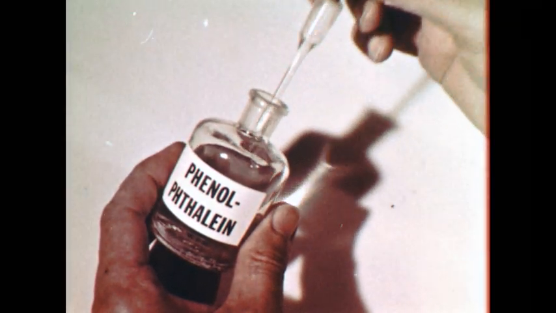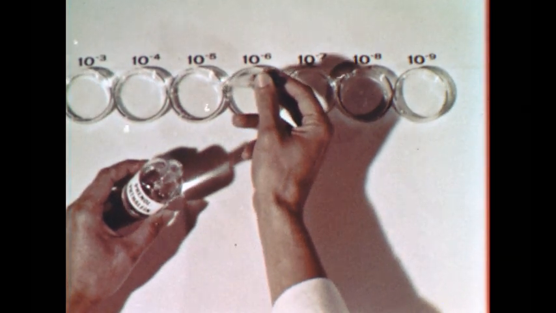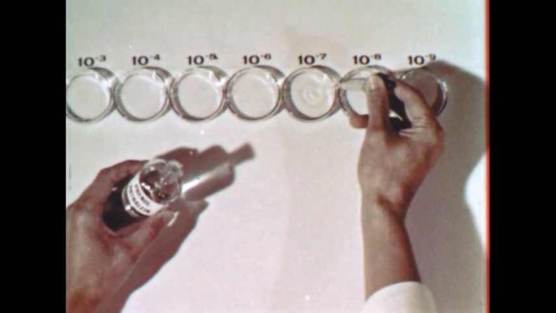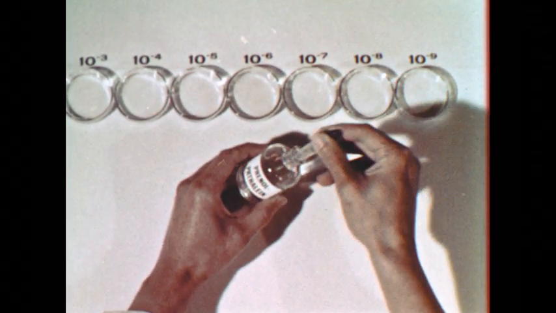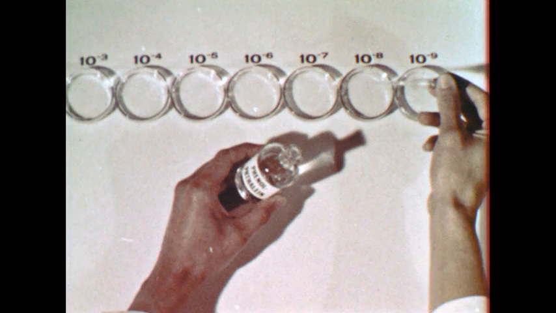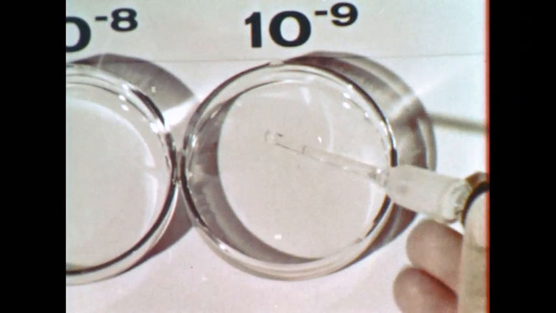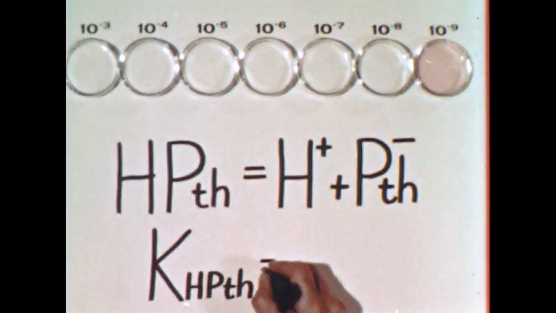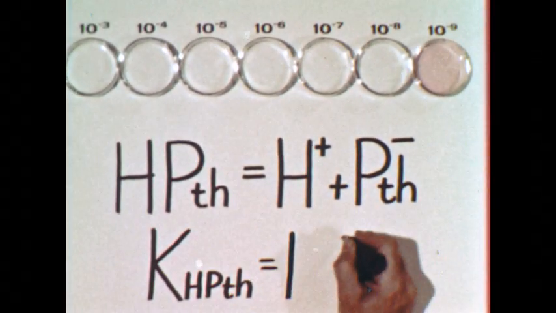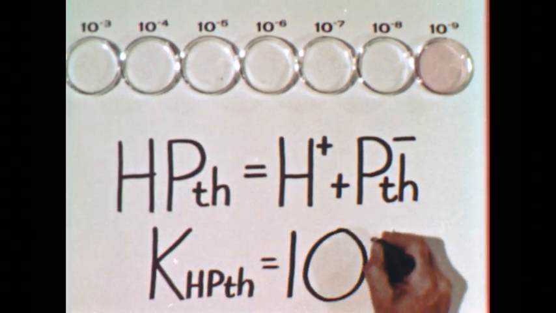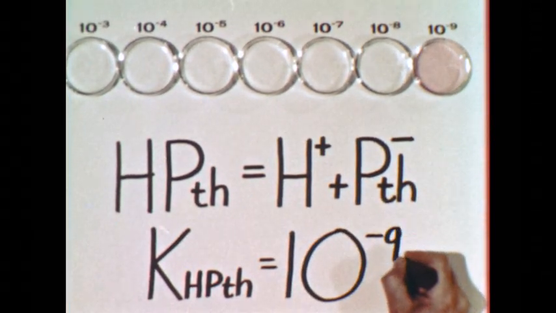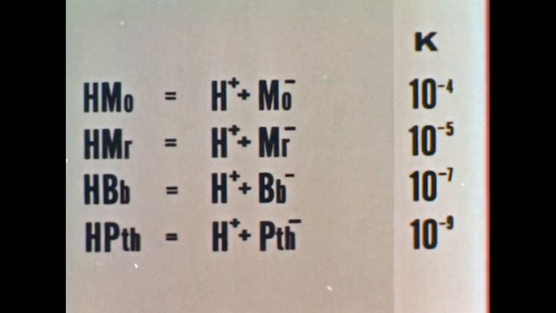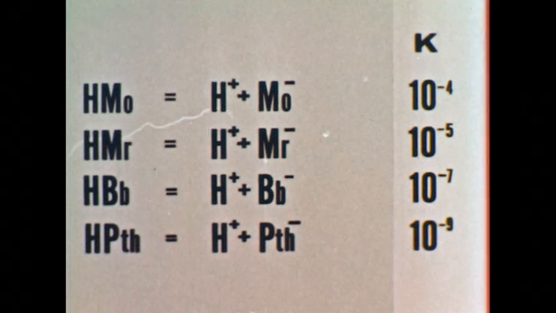Here is still another indicator, phenolphthalein. As we add this indicator to solutions of varying acidity, we see that it is colorless until the hydronium ion concentration is about 10 to the minus 9 molar, where the phenolphthalein becomes colored. Therefore, the ionization constant of phenolphthalein is about 10 to the minus 9. Now that we know the ionization constants of several acid-base indicators, let's consider some uses of our knowledge.